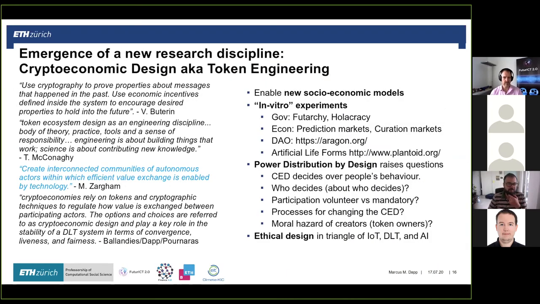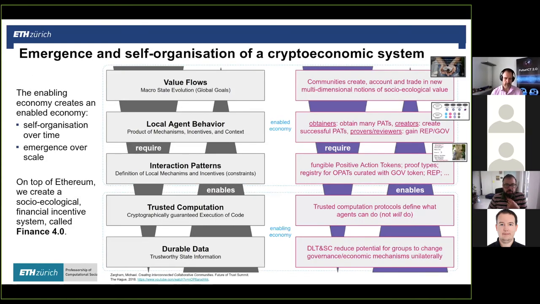So that was the introductory slide to cryptoeconomics and token engineering. And this one is a very nice way of presenting the structure of a crypto economic system. This is done by Mark Sagan. You have the link below. On the left side is what he developed in a generic way, and on the right side, in red and the colors, is the mapping to the Finance4 system.